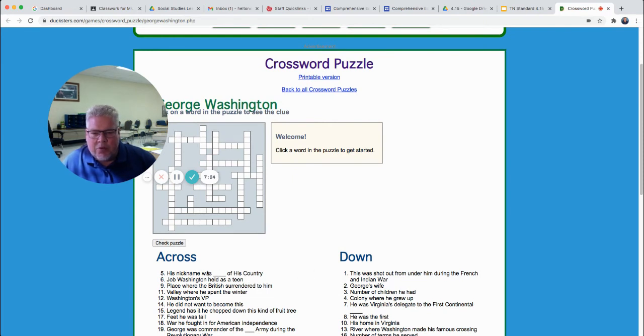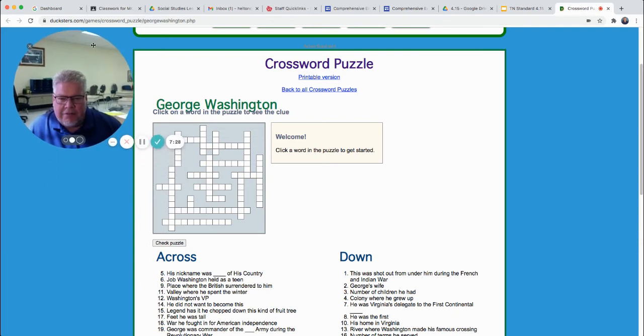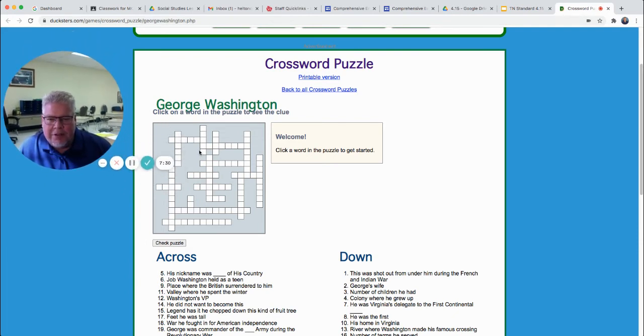So we're talking about George Washington. His nickname was blank of his country. What did we say? So 5 across. So it's not numbered, is it? This one might be hard to do. 1, 2, 3. Washington's VP. Oh, it tells you right there. We want to know, where did he spend the winter? His home in Virginia. Legend has he chopped this kind of tree down.